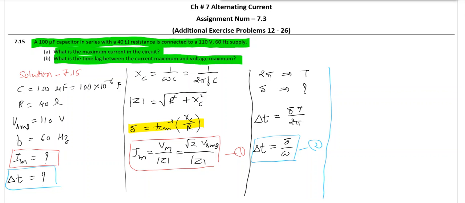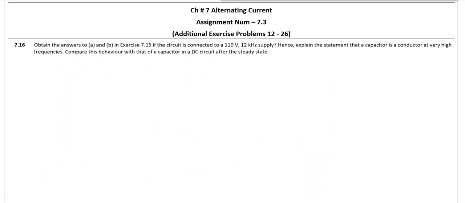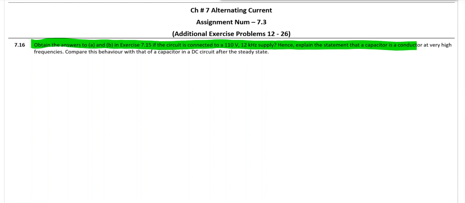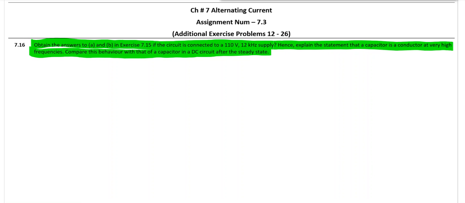Now let us look at 7.16. Here the question is: obtain the answer to A and B of previous problem if the circuit is connected to 110 volt 12 kilohertz supply. What will happen if we increase frequency? Hence explain the statement that capacitor is conductor at very high frequencies. Compare this behavior with that of capacitor in a DC circuit after steady state.